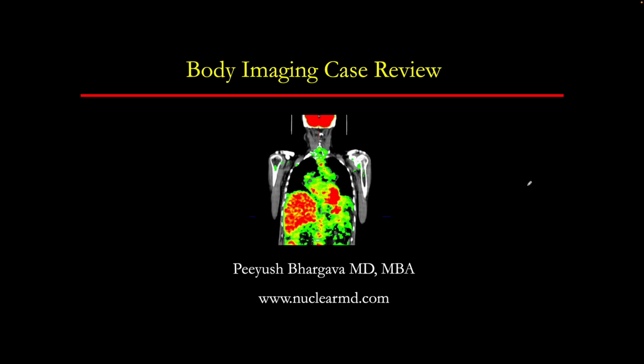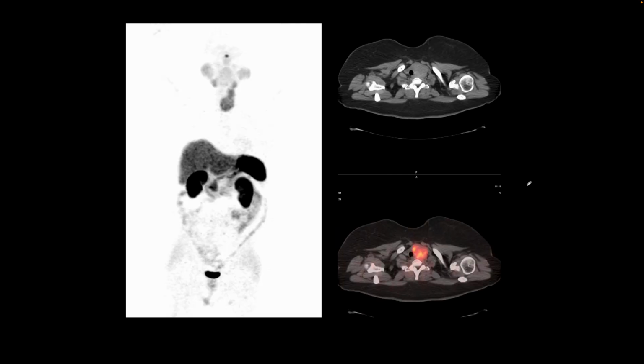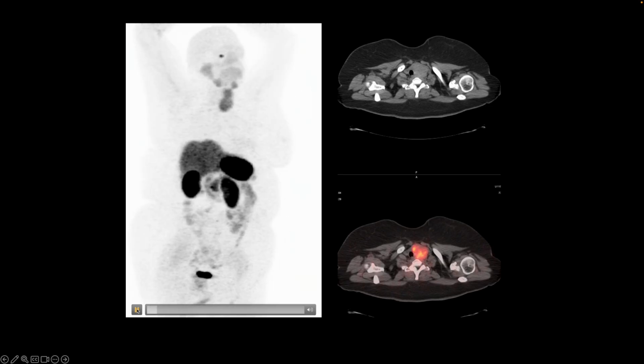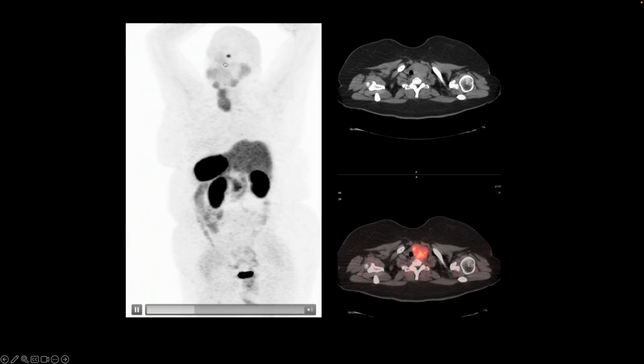In this video, I have several interesting cases to share with you all. This is our first patient, and this patient underwent a DOTATATE PET CT. We'll start by looking at the whole body rotating image. We see physiologic uptake in the pituitary.